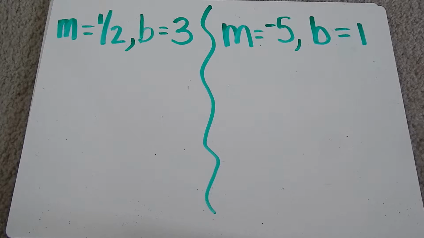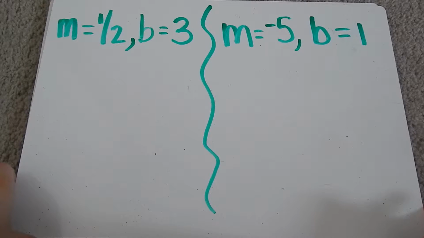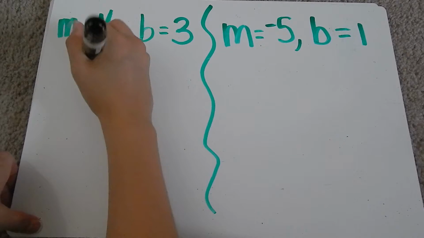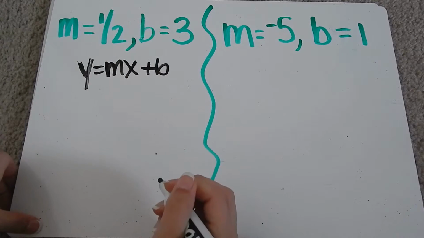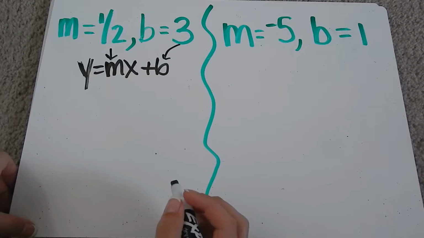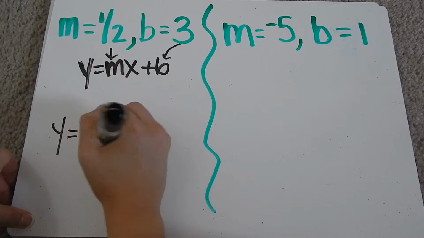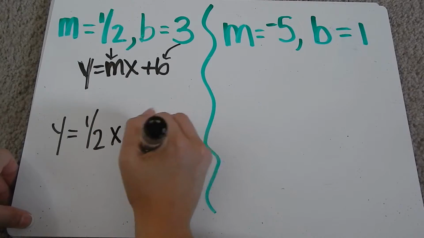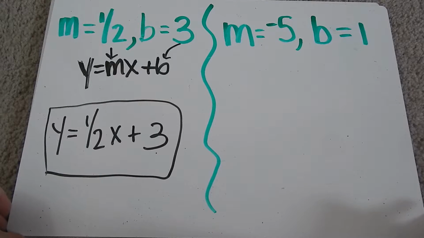Our first examples are if we're given a slope and an intercept already. So we're already given the m and the b. Remember, our equation is y equals mx plus b. And so you just replace m with whatever you're given and b with whatever you're given. So my answer here would be y equals 1/2 x plus 3. X and y are always going to stay in our equation.